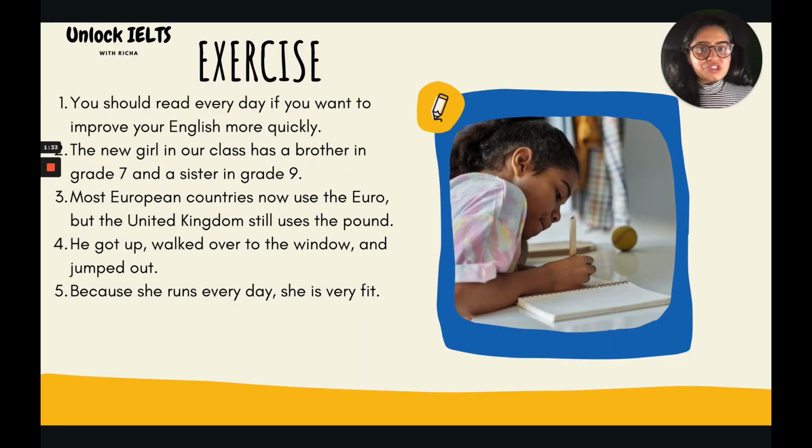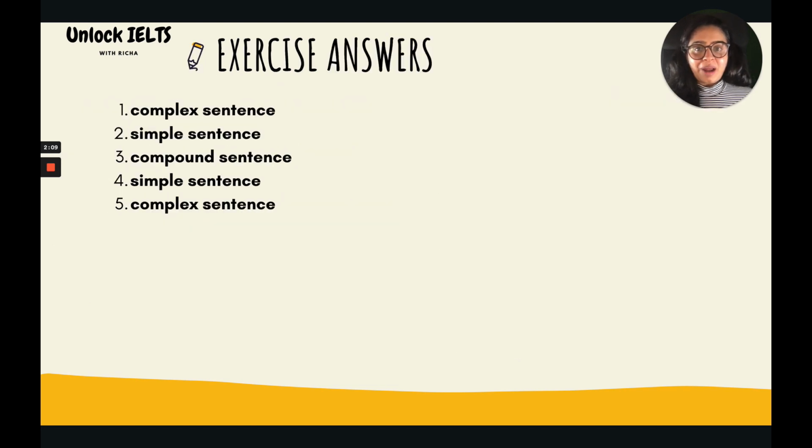Now it's time to brainstorm the different types of structures which we have learned in this video. There are 5 sentences which are given in the video. You can pause the video and try guessing what type of sentence structure each represents. Here are the answers to the practice exercise.